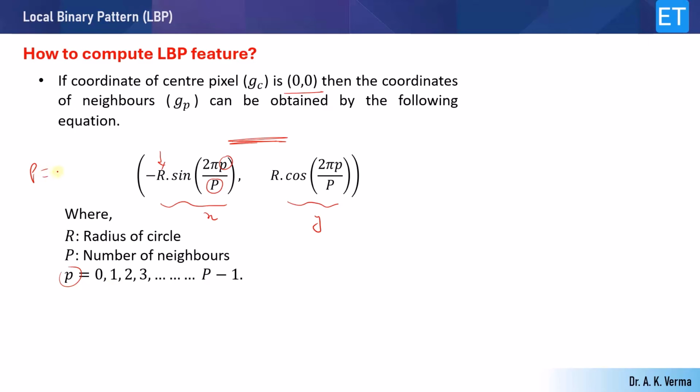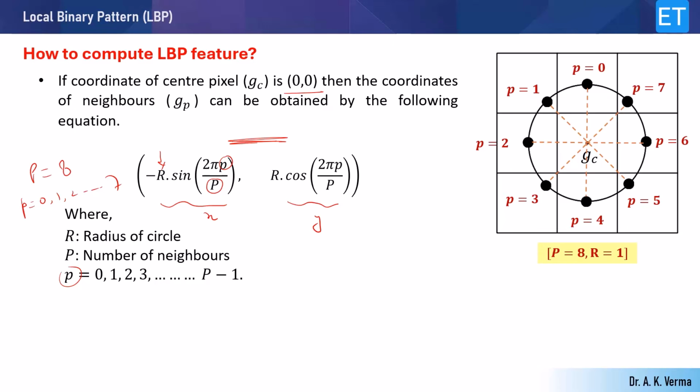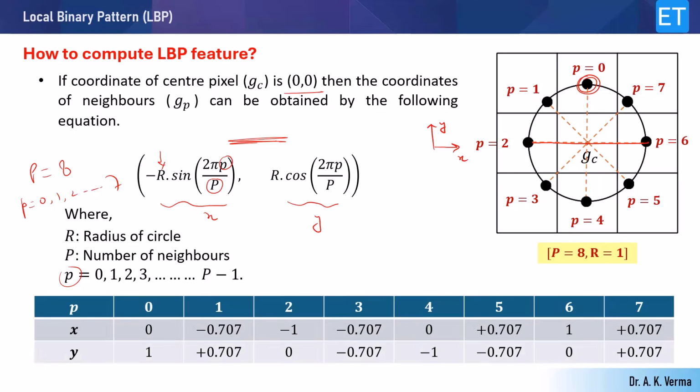So if you keep P equal to 8, I mean number of neighbors 8, then small p will be 0, 1, 2 up to 7. I mean this is the neighbor number. So here in this diagram you can see the arrangement of pixels, and let me assume that this horizontal direction is x direction and the vertical one is the y direction. So I can find the coordinate of each neighbor. When I substitute small p equal to 0, I get this one. So this is my first neighbor, and here you can see the xy coordinates of all the neighbors.